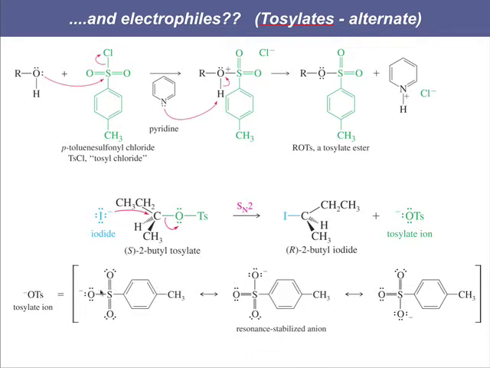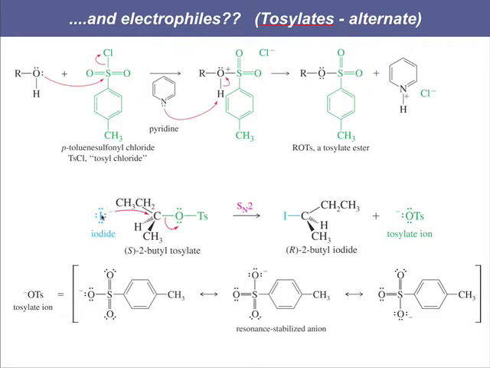This OS double bond O benzene ring methyl group is called a tosylate ion, and it's very stable. It's often abbreviated OTs. So this is ROTs, R-tosylate. And this whole thing, again, is a good leaving group now. So if you have a tosylate like this, and you have a nucleophile like iodide, for example.